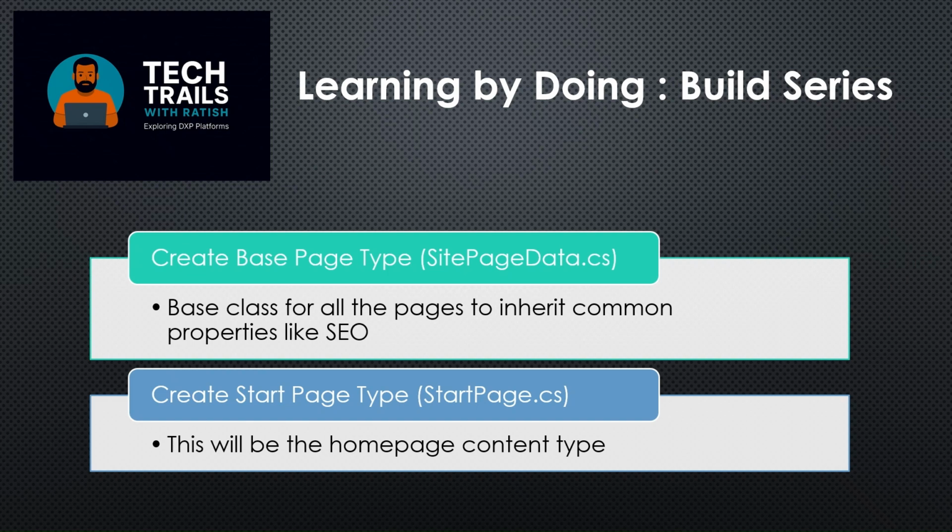Basically, there are two different models that are required for creating the home page. The first one is the base page type. This is the common base class which can be inherited by all the pages of the website. So this will contain properties like SEO and other things. The second class would be for the properties of the home page itself. So we will call this model the start page model.